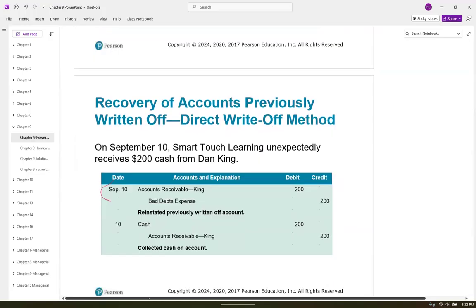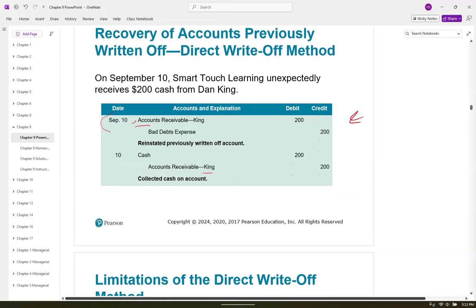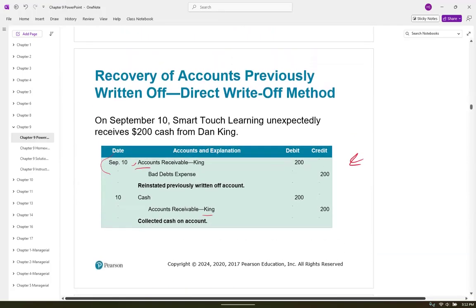A lot of you are probably thinking, but wait a minute. We debited accounts receivable here and credited accounts receivable. Why didn't we just debit cash and credit bad debt expense? If we had done that, we would not have created a paper trail to show that Mr. King actually paid his bill. This is a longer entry. We have to make it in two separate entries to show the paper trail of who paid their account. Otherwise it would still look like he didn't pay it.